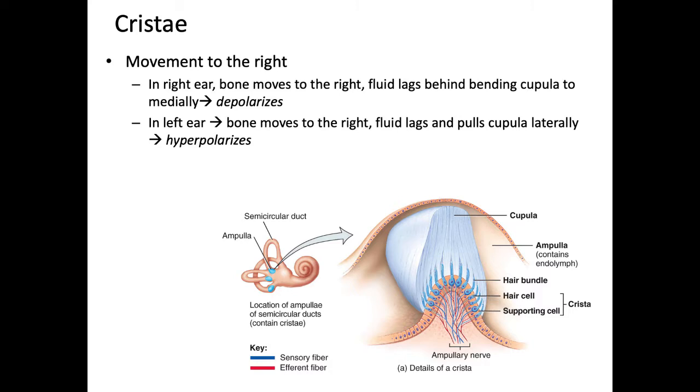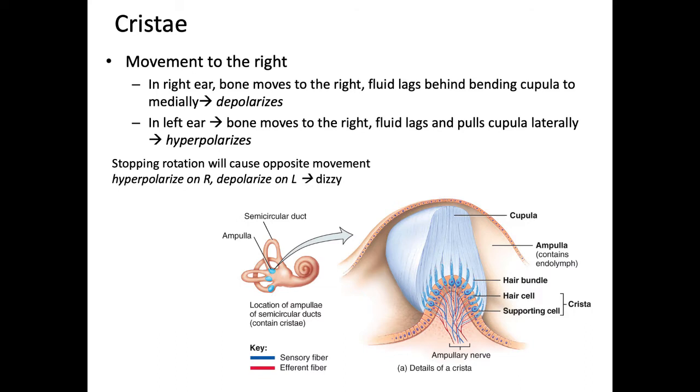The reason you get dizzy after you've been spinning around and around is that the fluid finally catches up with your movement, and the stopping of movement is going to cause the fluid to slosh back in the other direction. Now the receptors will hyperpolarize on the right and depolarize on the left, making your brain feel like it has lost its grip on equilibrium for a moment.